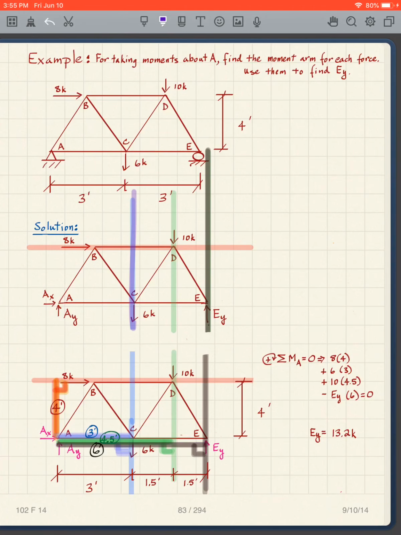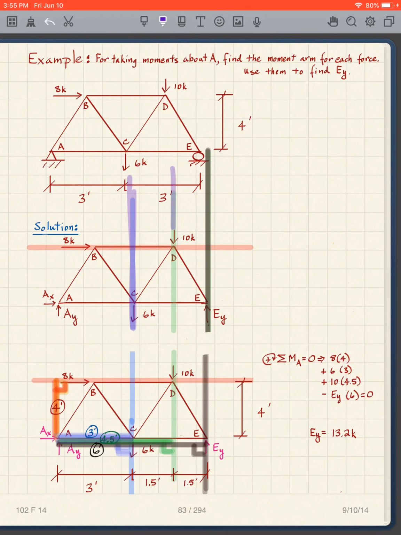My next load here, for the 6, there's the perpendicular distance right there. And then that means I'm interested in this distance, which is 3 feet. I want to know the perpendicular distance. So it's going to be 6 times 3.